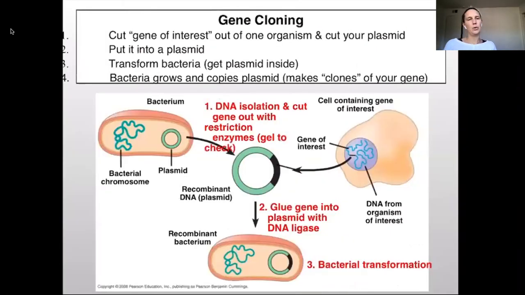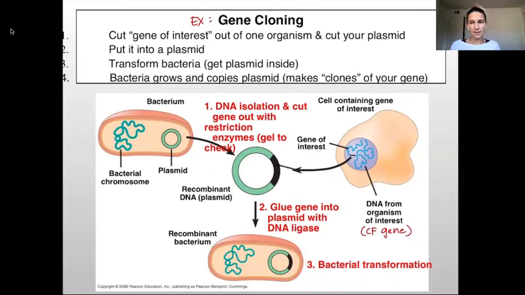All right. So when we talk about gene cloning, this is a term that gets thrown out all the time, and I want to be really clear on what that actually means. So what we've done is an example of gene cloning. One, we're going to cut the gene of interest out of an organism. For example, our gene of interest is from a human cell. We are going to isolate the gene responsible for causing cystic fibrosis.